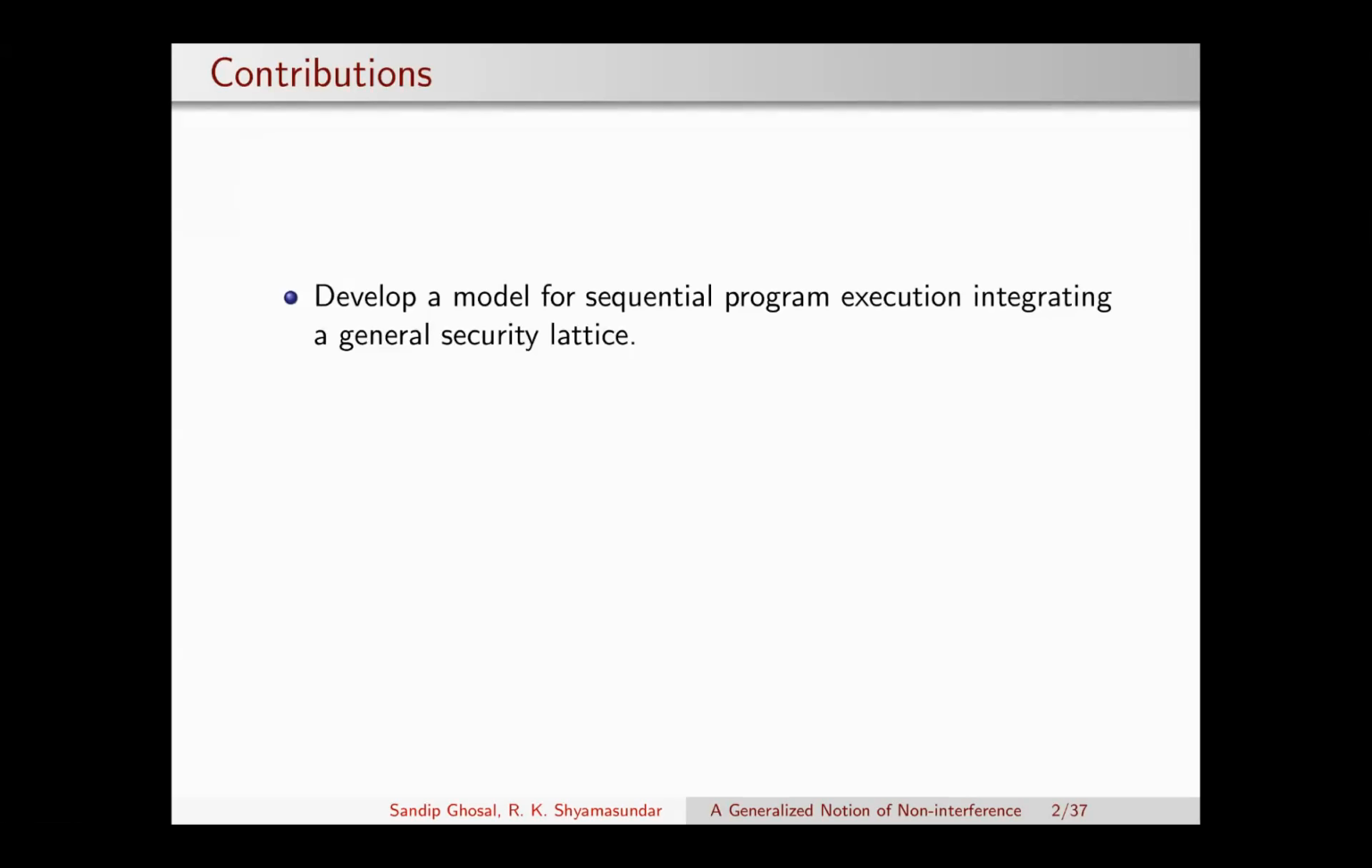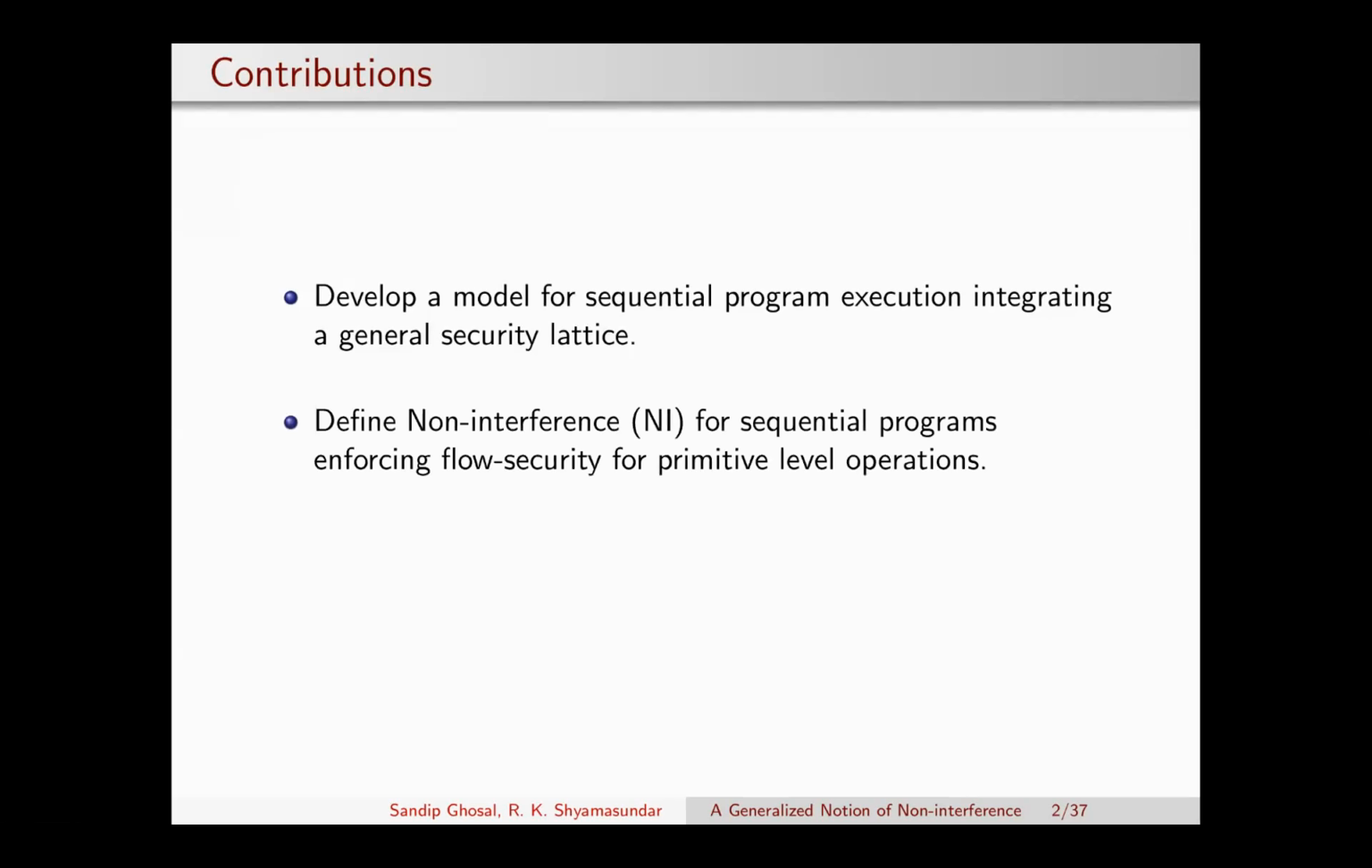We have developed a concrete model for flow secure execution of sequential programs. Also, we have integrated a general security lattice into our program and into the model. Next, we have defined a non-interference for enforcing flow security in sequential programs. Our variant of non-interference is compositional at the primitive level of computer operation. And finally, we have generalized the definition of non-interference for concurrent programs as well. The concurrent programs basically communicate through shared variables.